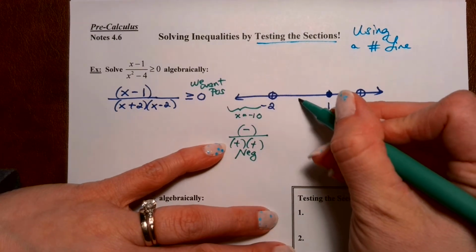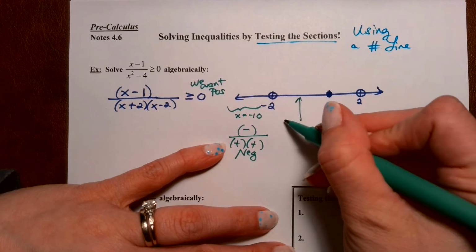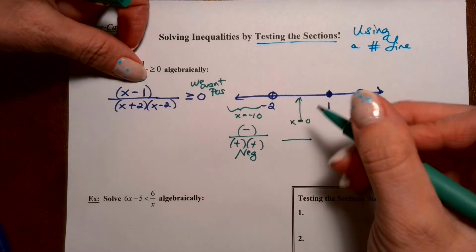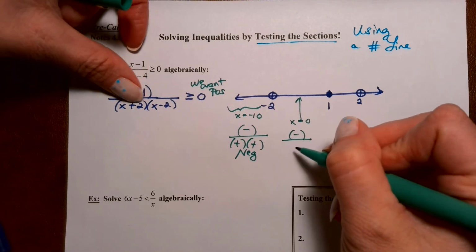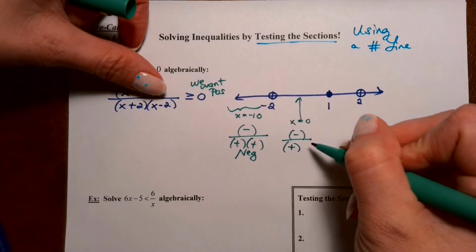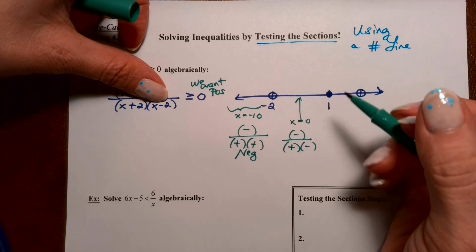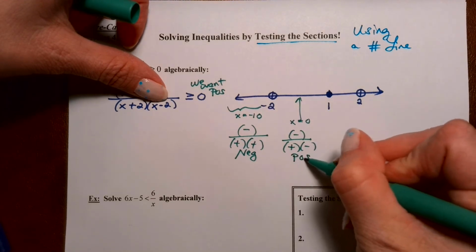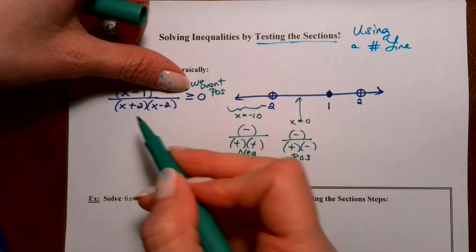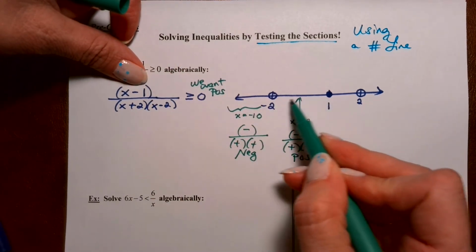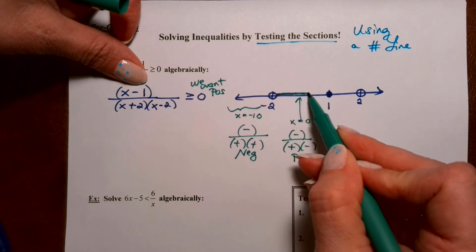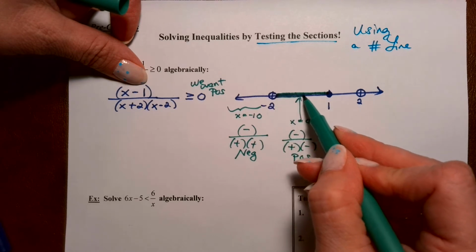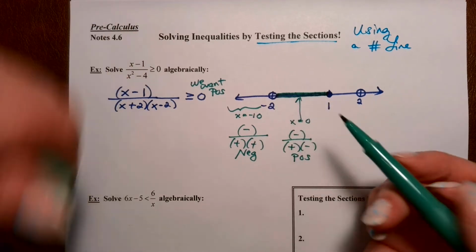This section right here, I think the easiest number would be if we tested a 0. So in the numerator, 0 minus 1 is negative. 0 plus 2 would be positive. 0 minus 2 is negative. And negative divided by negative makes positive. And that's what we wanted. When we plug values in that are in this section, we get positive. So we're going to color in this section, highlight it. Please show me that it worked by coloring it in.